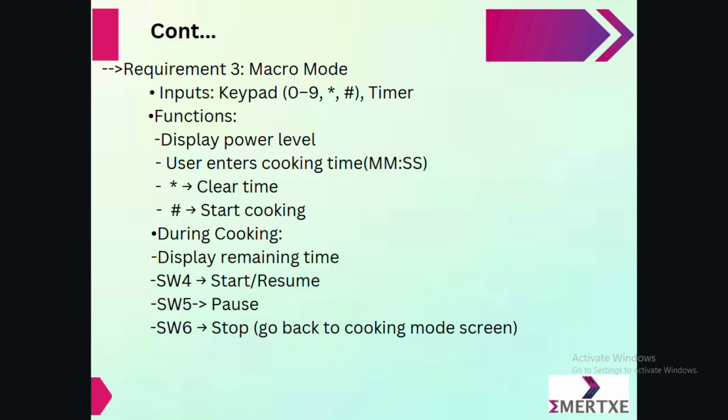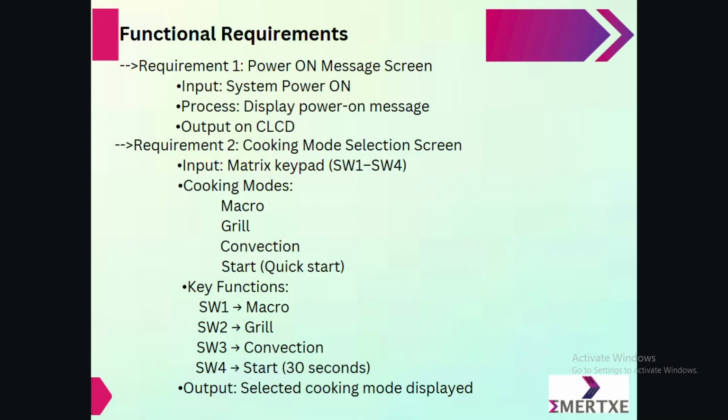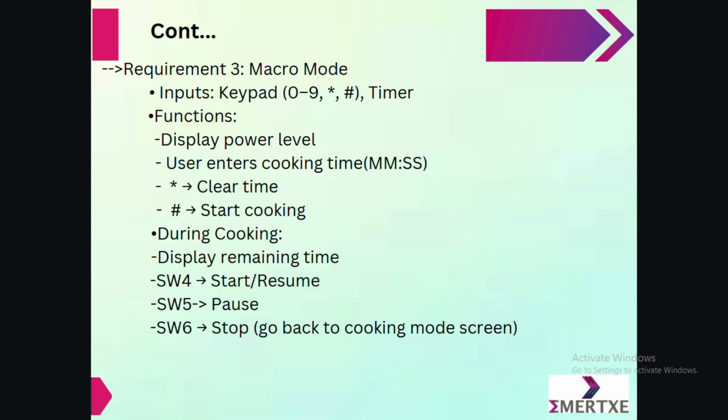And the third requirement was microwave mode. In microwave mode, the user sets the cooking time using the keypad. The display shows the power level and the entered time in minutes and seconds. The star key clears the time while the hash key starts the cooking. During the operation, the CLCD shows the remaining time. Controls like start, pause and stop allow the user to manage the process easily. This mode demonstrates how timers and keypad input work together.